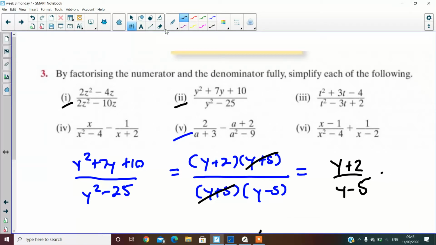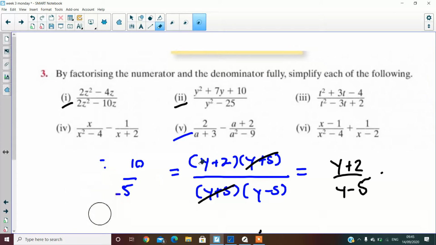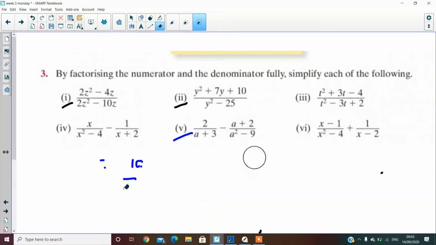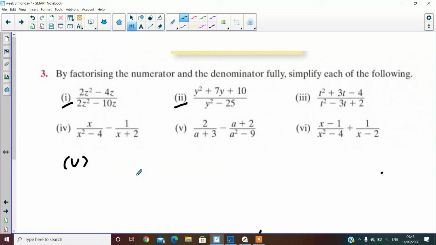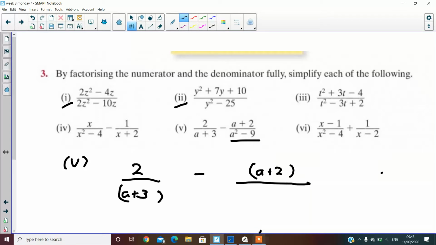Part 5 is a bit more difficult because you have 2 denominators instead of 1. The trick with these questions is to always make sure everything's fully factorized before you do anything else. So fully factorize a squared minus 9. Now, what's the difference between the 2 denominators? There's not much in the difference, but what is the difference?